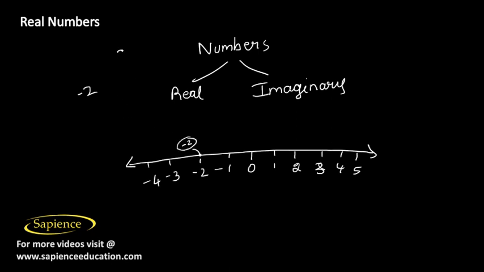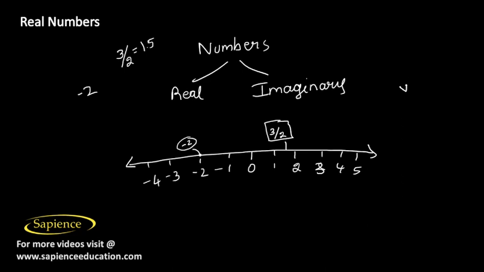Now what about 3 by 2? 3 by 2 will be 1.5. So it is somewhere between 1 and 2. In the middle of 1 and 2 will be 3 by 2. So we have represented 3 by 2 also in the number line. So that is also a real number.